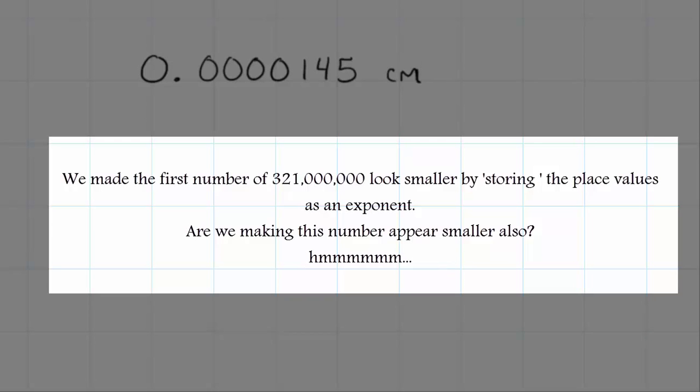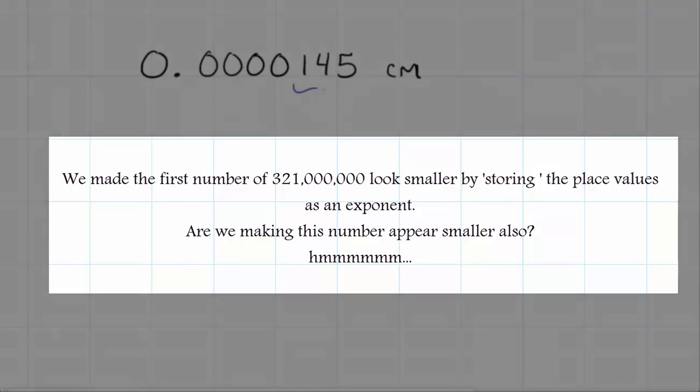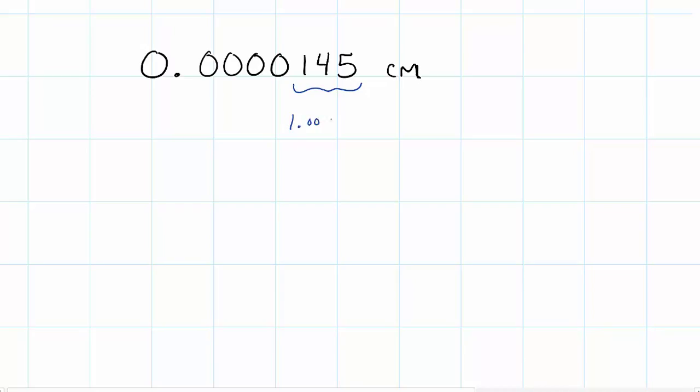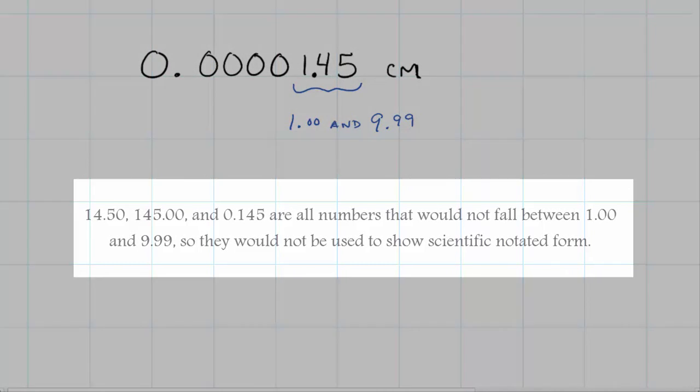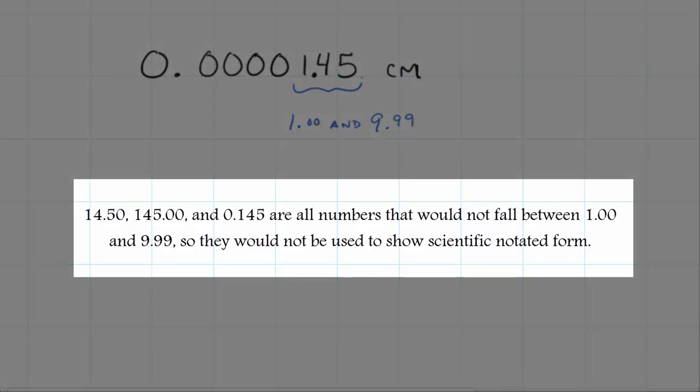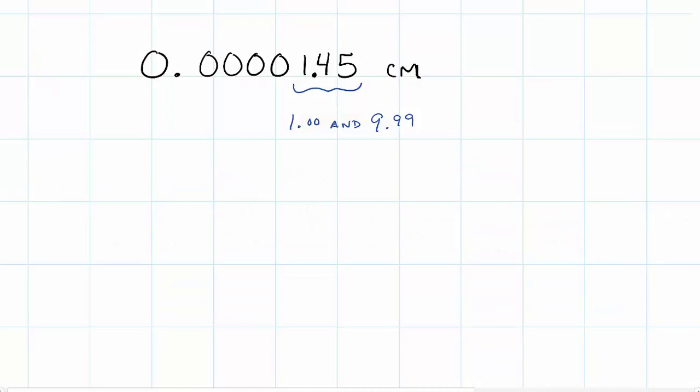Let's follow our rules once again. We've got to make sure that our number looks like it's between 1 and 9.99. So how am I going to do that? Well, I'm going to put the decimal between the 1 and the 4, so it looks like 1.45. I don't want to put it between the 4 and the 5 because that would be 14.50. I don't want to put it after the 5 because that would be 145. And I don't want to put it between the 0 and the 1. That'd look like 14.5. We've got to make sure it falls between that 1 and 9.99 range.